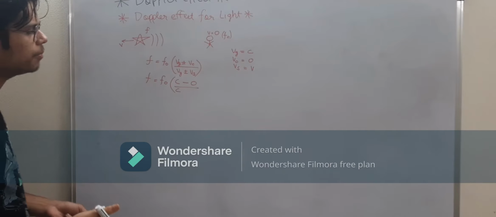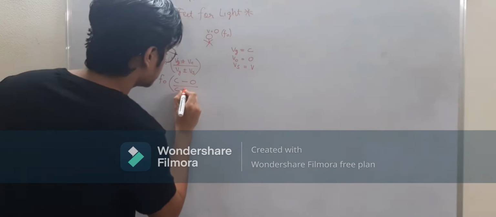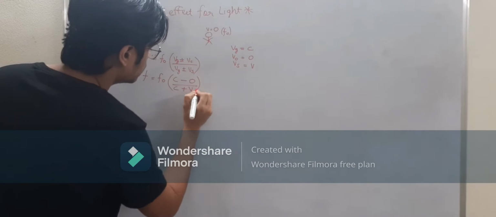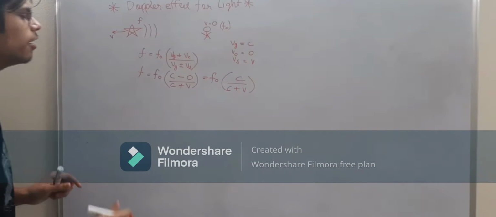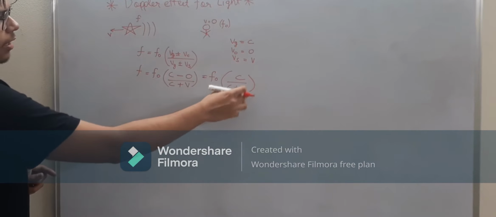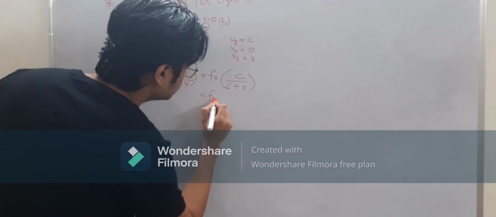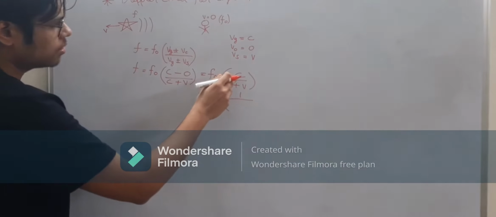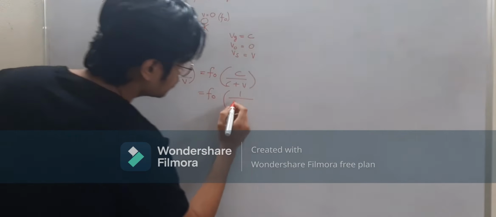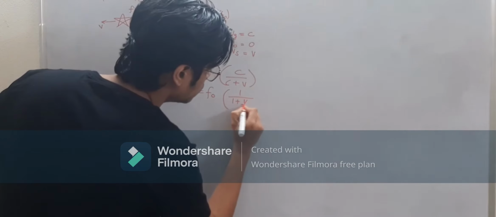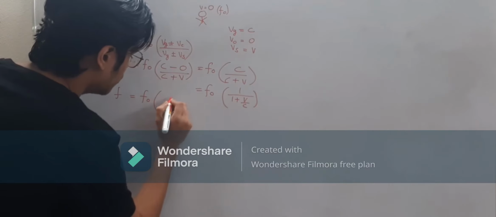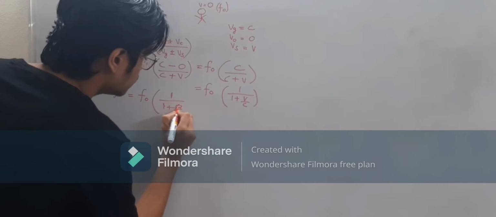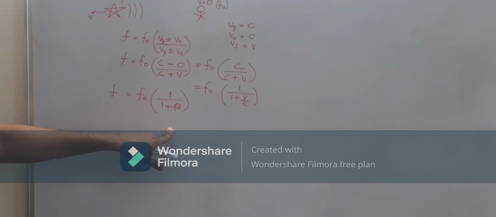And since it is moving away, that means the denominator needs to be increased. So plus Vs, that is V. This is basically f0 c upon c plus V. Now I'll do an interesting thing. I will divide the numerator and denominator by c. So what I'll get? f0 1 upon c by c divided by c by c, so 1 plus V by c. And what is V by c? We know in light we have come across this term V by c, that is beta. So 1 upon 1 plus beta. Right? 1 upon 1 plus beta.